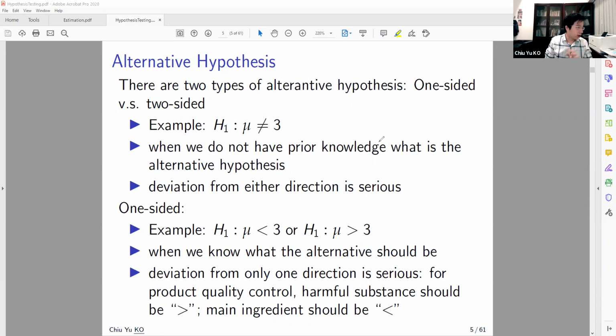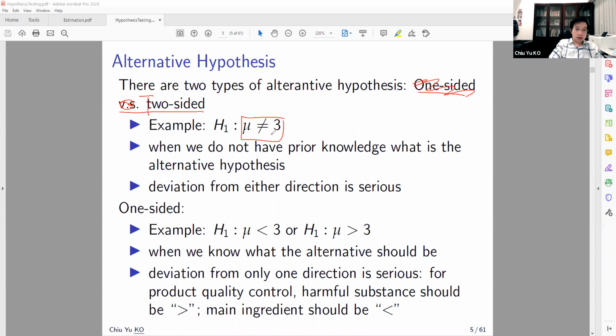Here, the slide is slightly reorganized, but the same as your slide. Just add one or two sentences that I think would be useful. The two types are one-sided and two-sided. Okay, for the alternative, this is two-sided. Two-sided means not equal. Means when the null equals 3, then the alternative is not equal to 3.